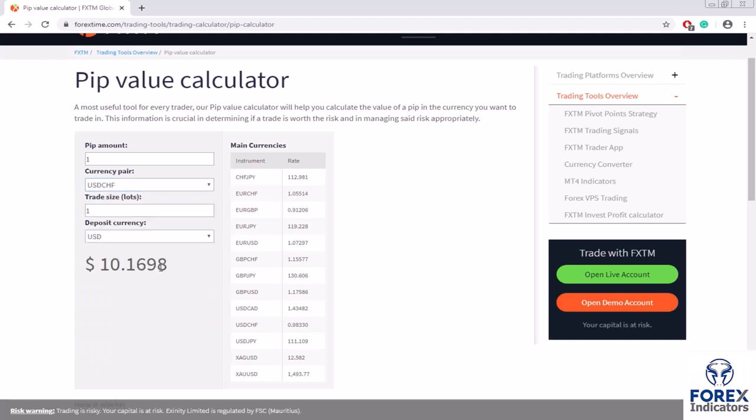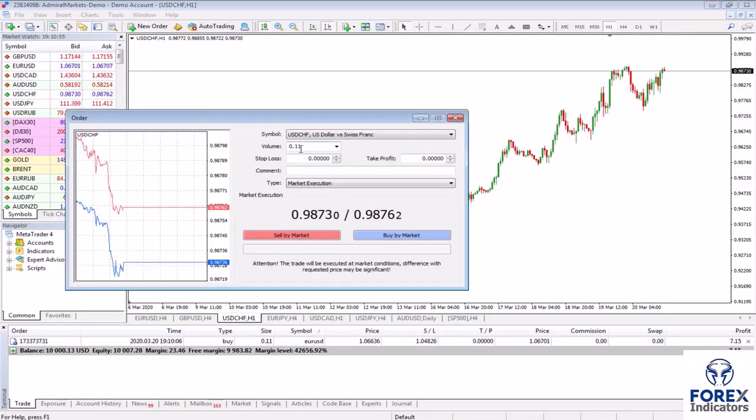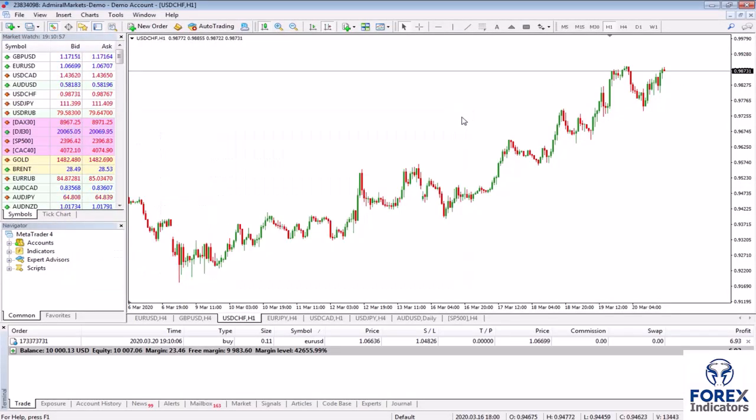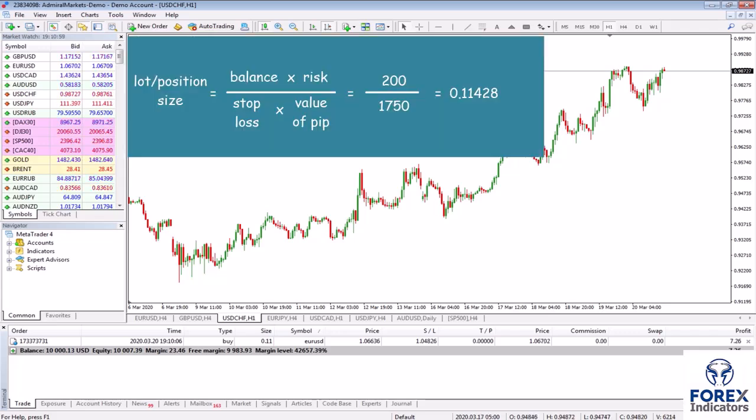You see the amount is slightly different, 10.1698. So in the formula you should enter this amount instead of 10 and you would get the amount of lots that should be entered in this field here. Now it is your turn. In your demo account, choose several currency pairs and try to calculate position size.